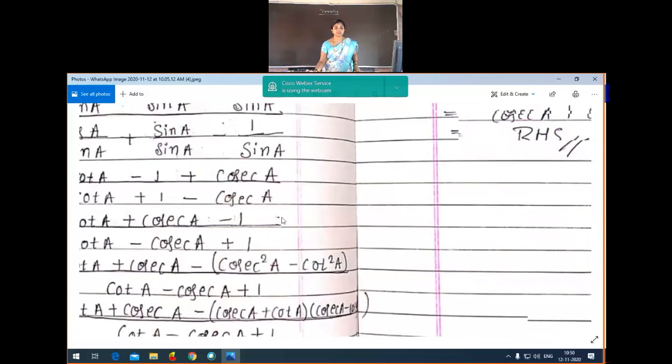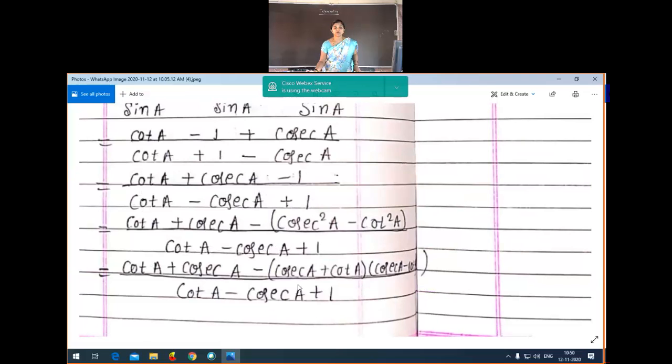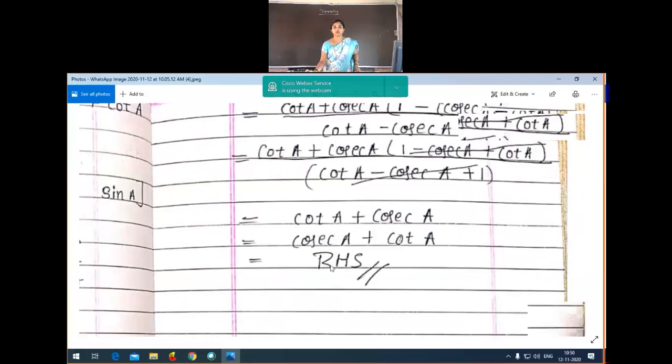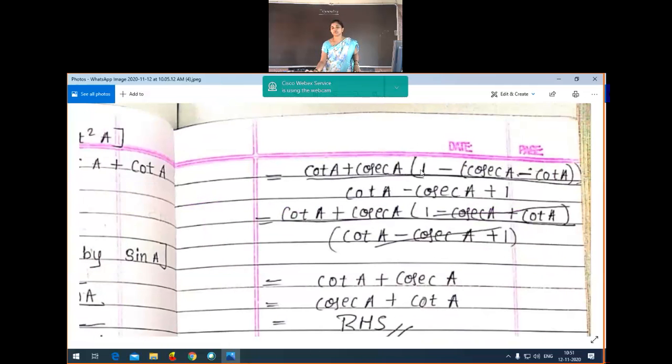See the expression. Here cot A plus cosec A. Here also cot A plus cosec A is common. Let us remove outside. Then here 1 is inside. Minus. Here 1 into cosec A minus cot A. Got the idea of this step? Okay. See here, cot A plus cosec A into 1 minus cosec A minus cot A, divided by cot A minus cosec A plus 1. So this is about the next step.